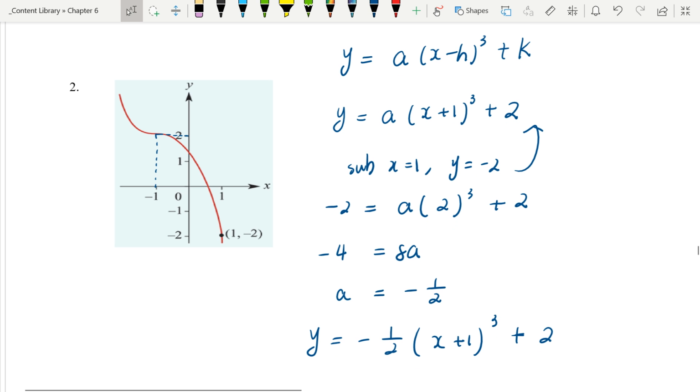It's almost exactly the same as turning point form for quadratics. So find the stationary point of inflection, treat it as the turning point, substitute that into the equation, and then use another point to work out the a value.